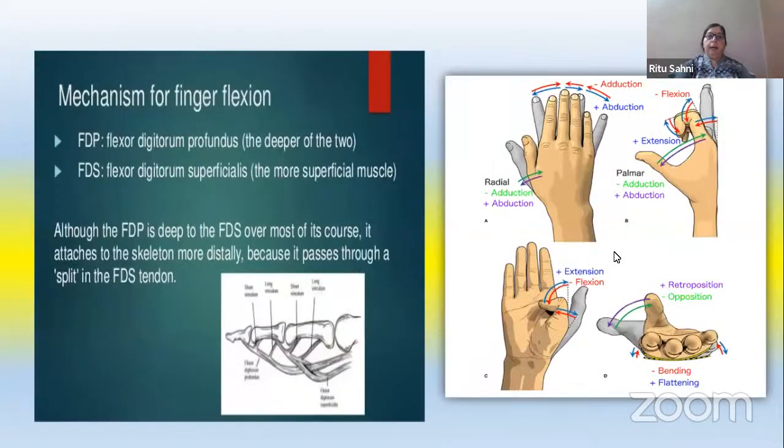And then the mechanism of finger flexion, where the role of the flexor digitorum profundus versus the flexor digitorum superficialis is more important, because the profundus is the deeper row and the superficialis is the more superficial muscle. Although the FDP is deep to the FDS, it attaches to the skeleton more distally, because it passes through the flexor digitorum superficialis tendon.